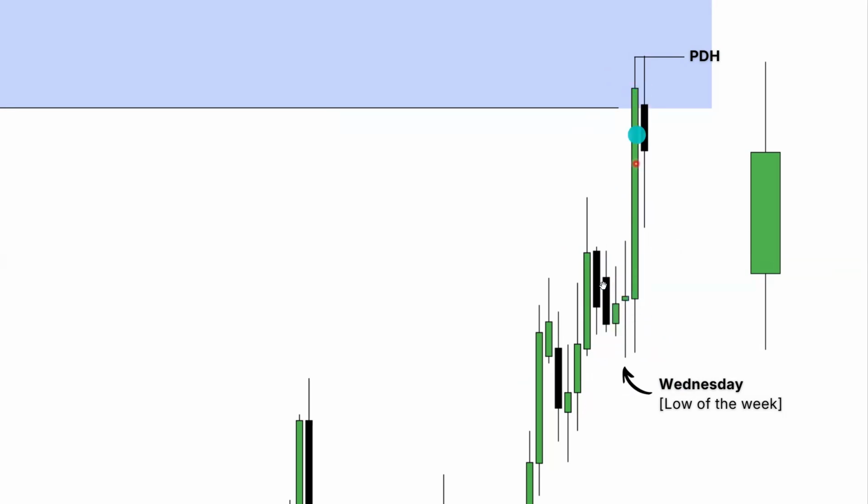But Thursday was an expansion. So we can see that price expanded away from the weekly open. All right, so the weekly open is where Monday opened. This line here, you can see it correlates with this line.